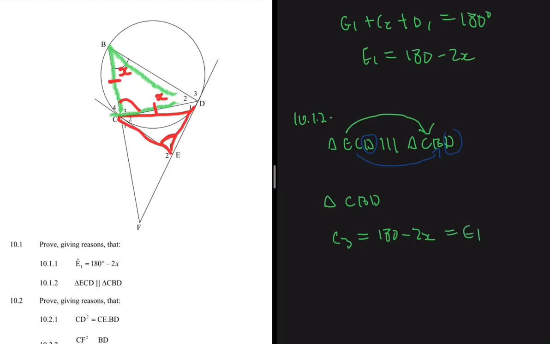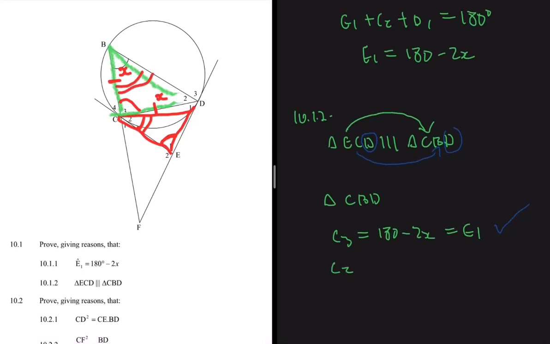Now we can move to the following angles. We're saying that angle C in triangle ECD should be equal to angle B in triangle CBD, right? Angle C in triangle ECD is C2, right? And we have already proved that it's equal to angle B because of the tan-chord theorem. So now we can see that C2 is equal to angle B, which is equal to x. Why are we saying so?